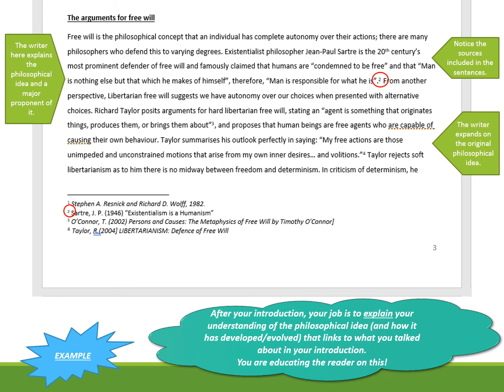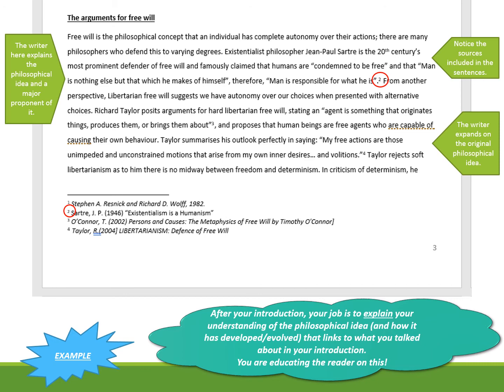Notice how they've footnoted their sources. You don't have to do it this way. You can just put your sources at the end. However, I think this way looks much cleaner, and it's much clearer to the examiner exactly what extract you've taken. Where has it come from? We can see exactly that number 2 I've circled, that quote, "Man is responsible for what he is." We can see that has come from Jean-Paul Sartre's 1946 text, "Existentialism is a Humanism," and that is a primary source.